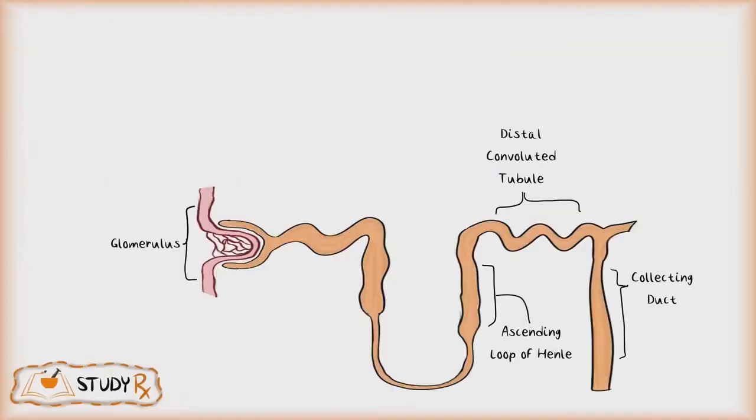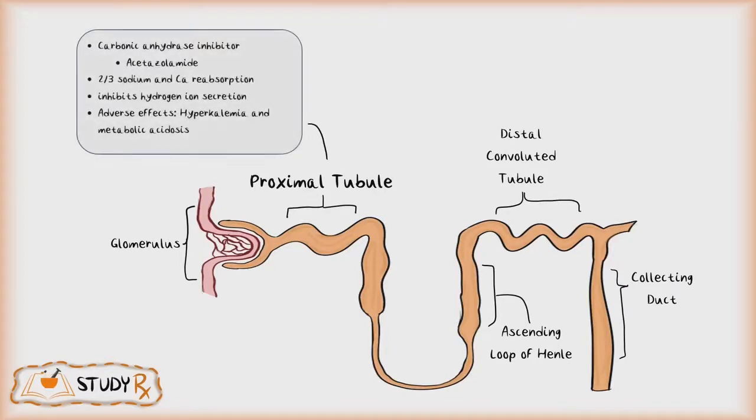The proximal tubule is the portion closest to the Bowman's capsule, of the nephron. Approximately 2/3 of sodium and calcium reabsorption occurs in the proximal tubule. The medication acetazolamide, an inhibitor of the carbonic anhydrase enzyme, will result in reduction of hydrogen ion secretion at the renal tubule and an increased renal excretion of sodium, potassium, and bicarbonate. Adverse effects of acetazolamide are hyperkalemia and metabolic acidosis.